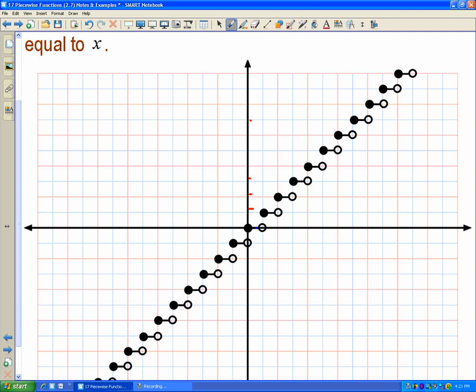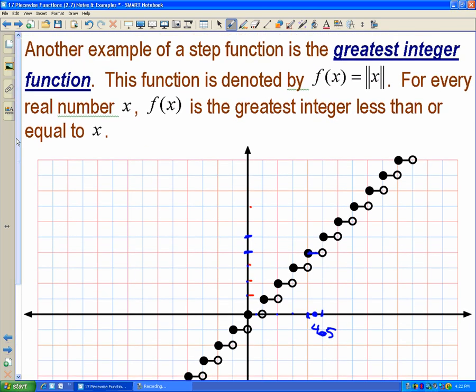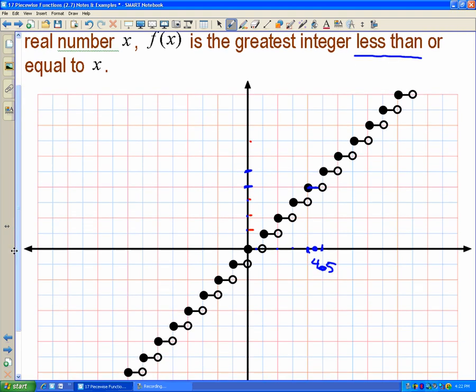that the point 4.5 is between 4 and 5. The greatest integer between 4 and 5 is 4. That's because it has to be less than. The key word is the greatest integer that is less than or equal to my number. So all the points between 4 and 5 are going to go to 4.